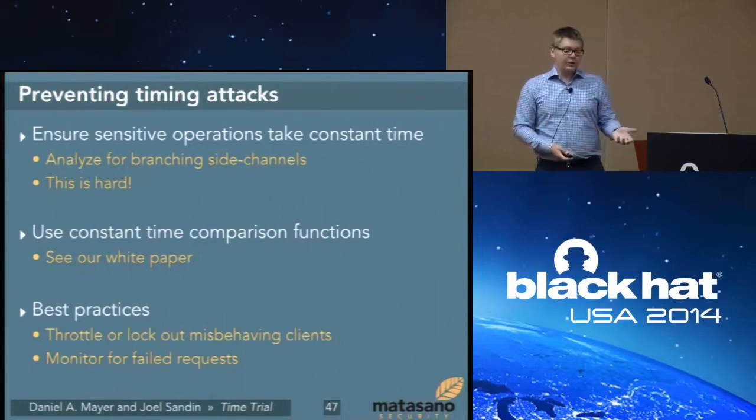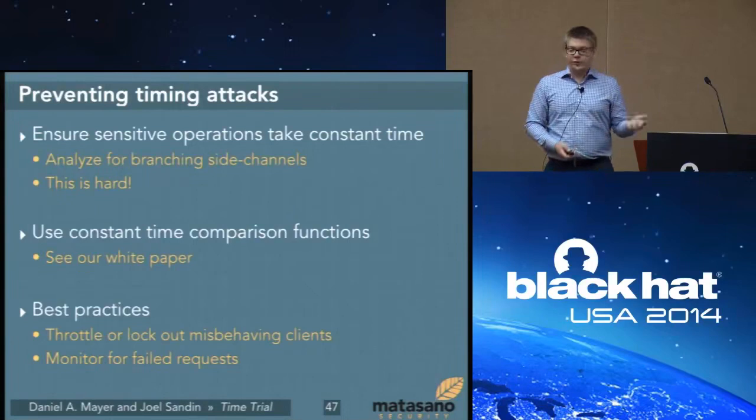And then monitor your environment. If you see somebody doing something like 100,000 requests, like what you would maybe need to do for such a timing attack, make sure you have something in place that notices that and that you can respond and maybe block out that client if it's misbehaving.